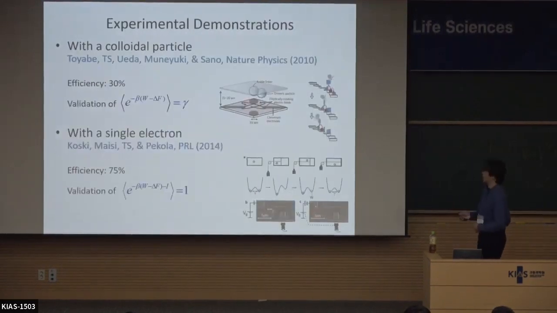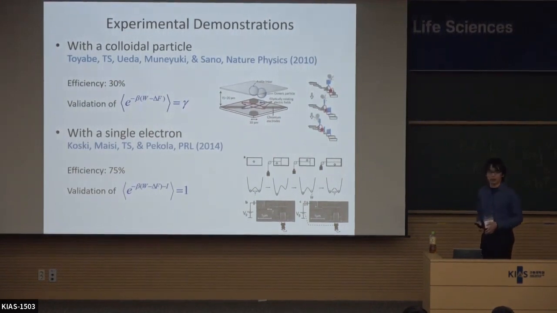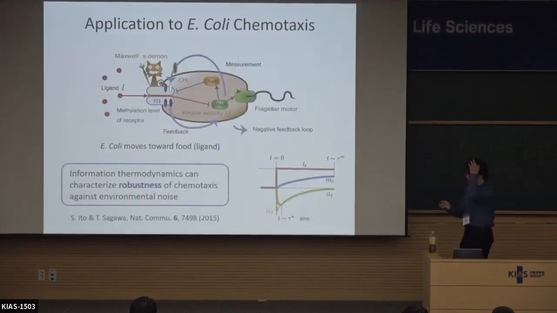These are just two examples of experimental demonstrations that I will talk about maybe in the next class. There are many other experimental demonstrations. So now we can investigate the role of information in thermodynamics in various experimental platforms, including quantum ones like ion traps or superconducting qubits. Also, there are some potential applications to biophysical systems.